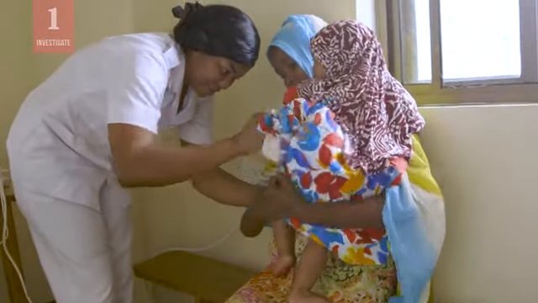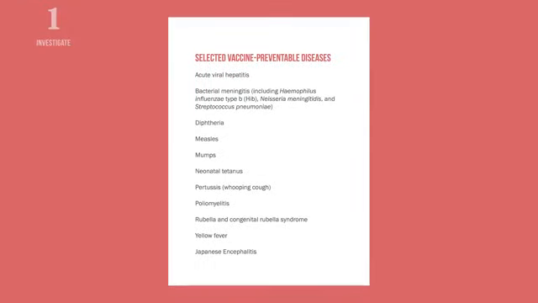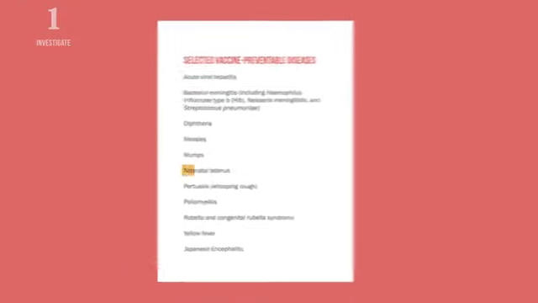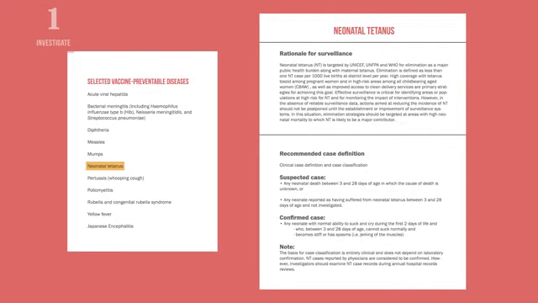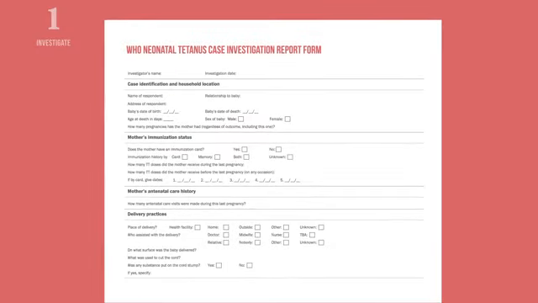First, how do you know if a disease you encounter requires immediate investigation? Your national guidelines should specify these diseases and provide a case definition for each. If you suspect or confirm one of these diseases, complete a case investigation report form. You should have access to a specific form for each disease that requires immediate investigation.